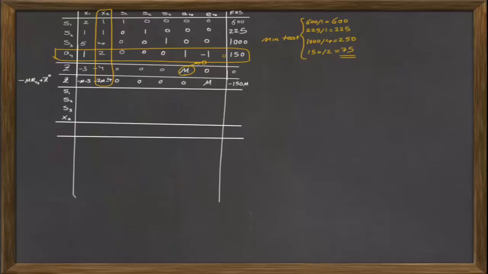and in the next table we have to change that value to a value of 1. And also in the next table, x2 will replace a4. So the decision variable related to the pivot column will replace the decision variable related to the pivot row. So x2 replaces a4 in the next table. But all the other decision variables are the same.